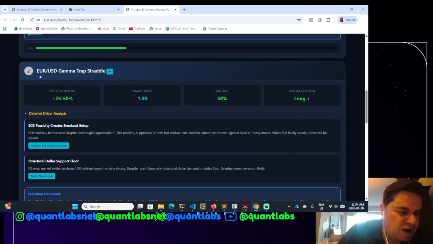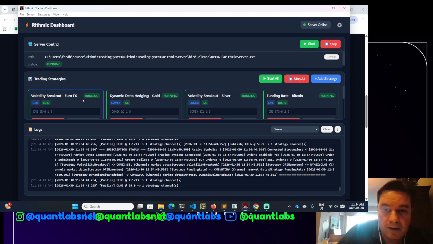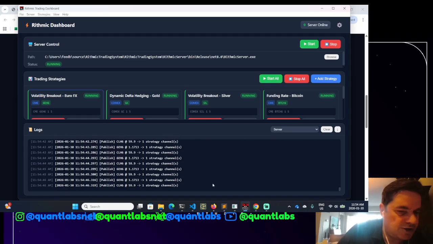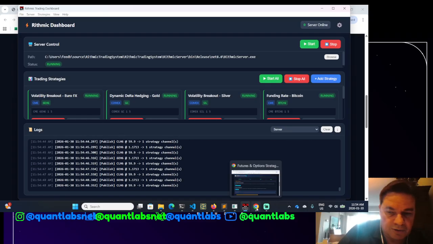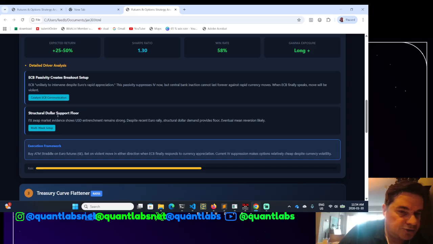All right, so here we've got the Euro USD as well. 6EH6, that's the futures symbol for euro. Okay, so here we've got ECB passive creates a breakout setup, structural dollar support flow. So what's this saying? Buy an ATM straddle, euro futures 6E, bet on violent move in either direction.